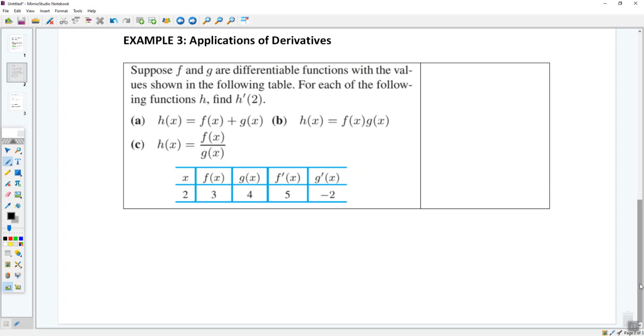In part A, kids, they're asking us to find h prime of 2. But my friends, I'm going to put some work down here for A. If h of x is equal to f of x plus g of x, guys, this is just the sum rule right here. What would h prime of x equal here?